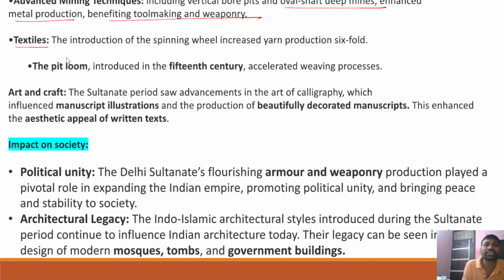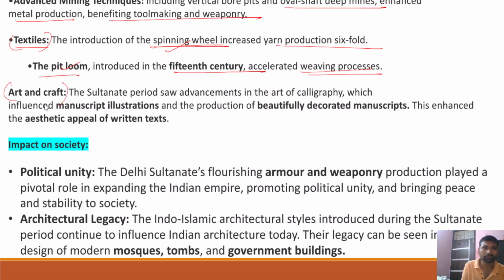Next, textiles. The introduction of the spinning wheel increased yarn production, because the spinning wheel is very important for textile manufacturing. That was introduced during the Delhi Sultanate period. Next, the pit loom. The pit loom was introduced in the 15th century, and it accelerated the weaving process. The pit loom and the spinning wheel are very significant for textile manufacturing.